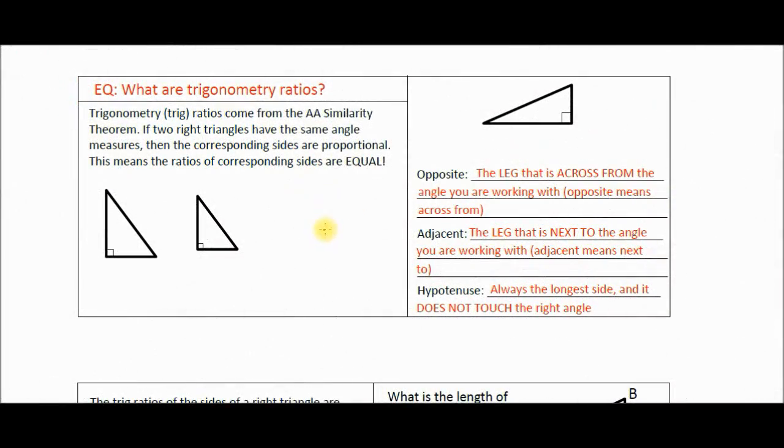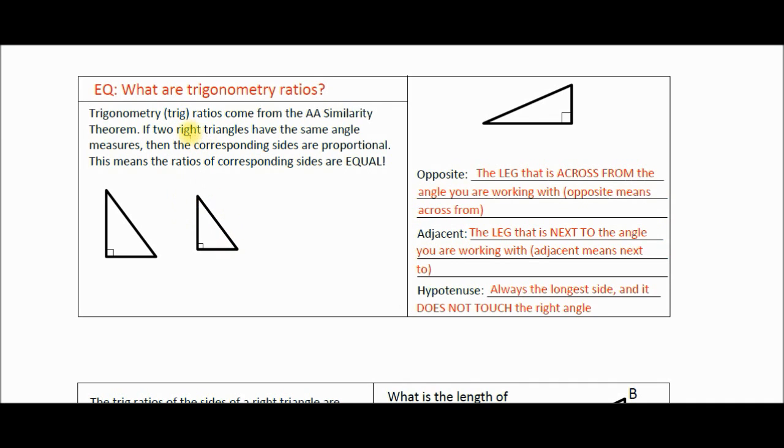Okay, this video is covering section number 1 of your Unit 8 Trigonometry flipbook. This is the Introduction to Trigonometry. Take a look at the top flap there. Here is your essential question: What are trigonometry ratios?